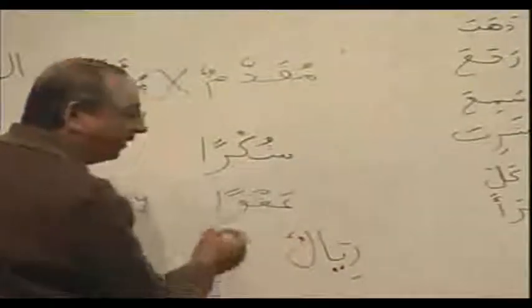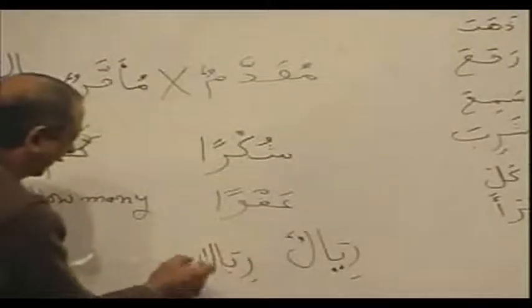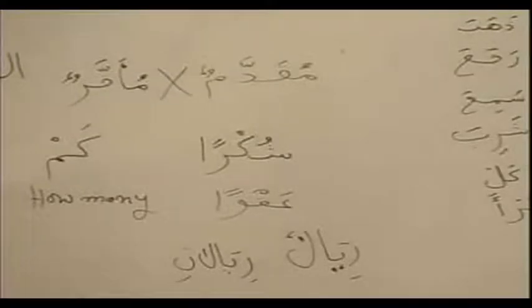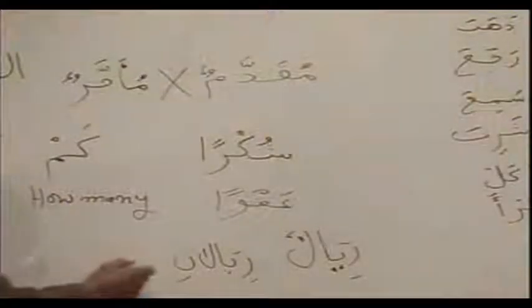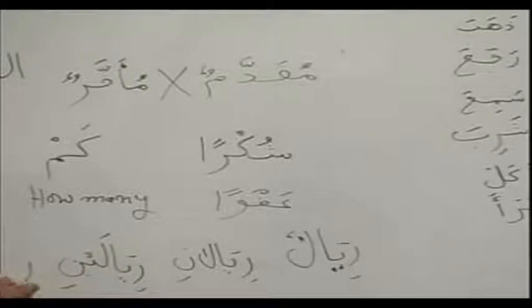Okay, if I say Rialun, what is the marfu form? This is marfu. What is dual? Rialani. What will be the mansub form? We did it yesterday. Rialaini. Okay? So the people are all shouting Rialaini, they won't even say Rialaini with the full ending. They will say Rialain, Rialain, Rialain. Means two reals. Why are they saying this?